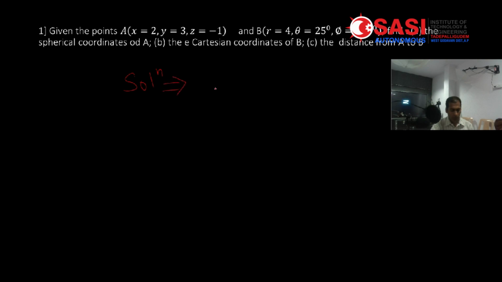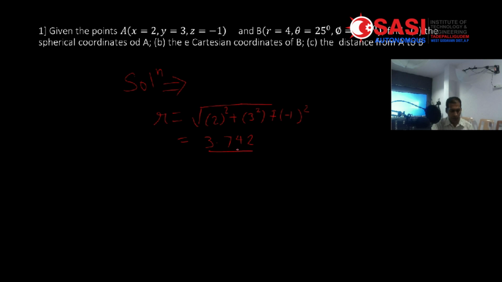In solution, how we will find out the magnitude of distance r? It will be the square root of all the three distances. So three distances are x equal to 2, y equal to 3 and z is equal to -1. So what we will get? Here we will get 2 square plus 3 square plus -1 square. So if we solve this we will get 3.742. Say first we find out this r.